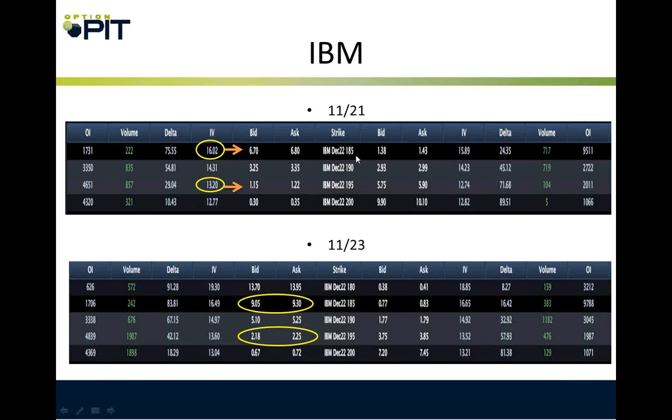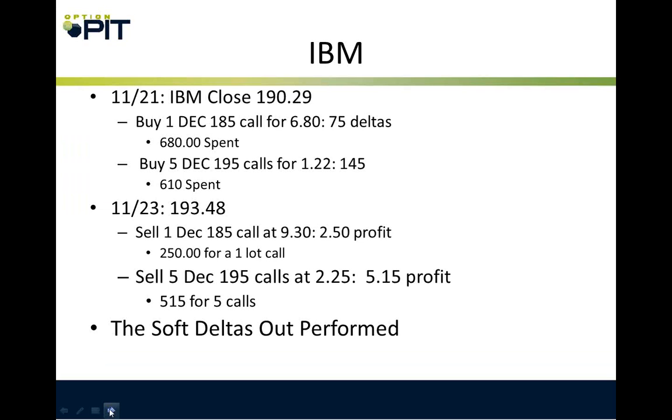I can buy one of the 185 calls for 680. It's a 16 vol, 75 delta. Or I can buy like five of the 195 calls, 13 IV. It's about picking up 150 deltas, a little less. So let's see how the P&L works out. On the 21st, IBM closed at 190.29. I buy one of my 185 calls for 680. I buy five of my 195 calls for 122. So I've got 75 deltas versus 145 deltas.